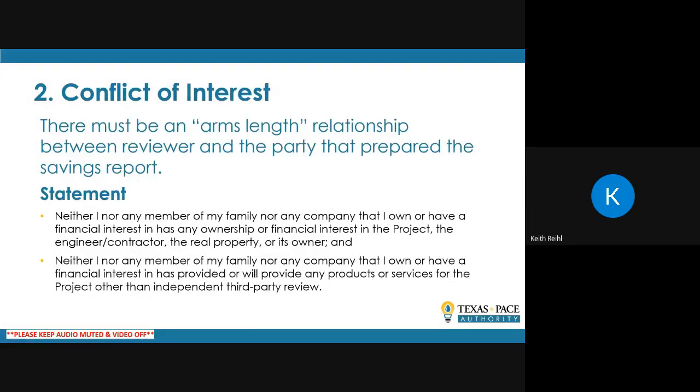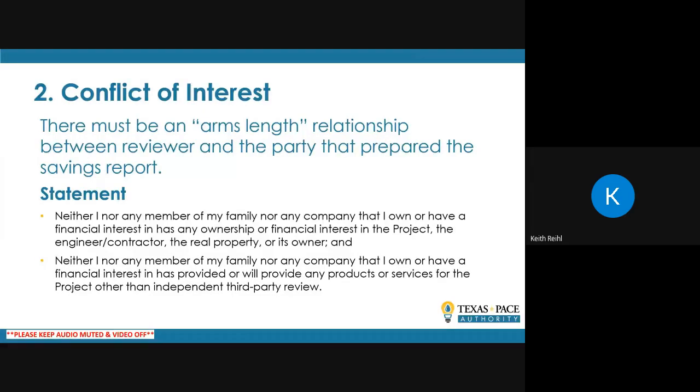Conflict of interest. Again, there must be an arm's length relationship between the reviewer and the party that prepared the savings report. It goes back to what I always say, the fox guarding the henhouse. So you want to make sure that the person reviewing it isn't paid directly by whoever prepared it, so that everything works.